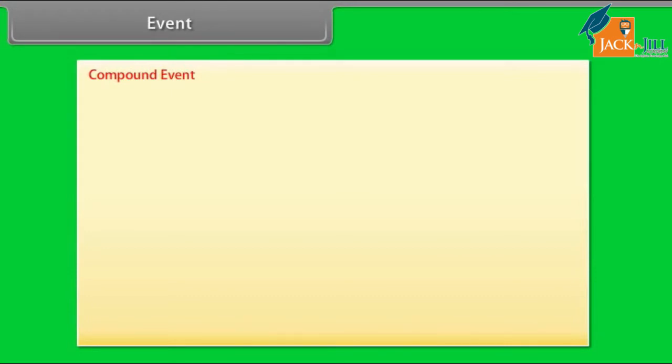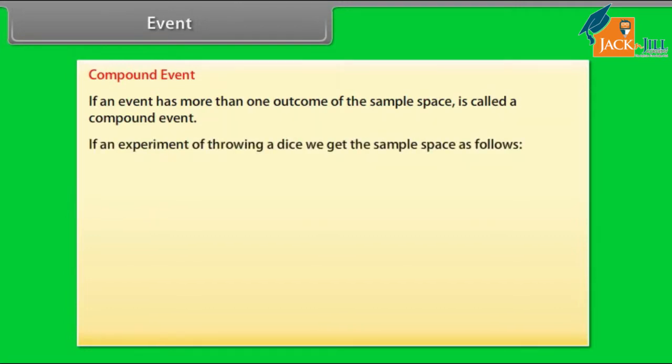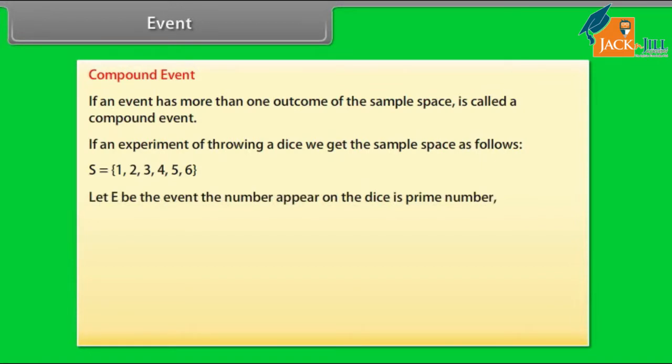Compound event. If an event has more than one outcome of the sample space, it is called a compound event. To understand it, let's take an example. In an experiment of throwing a dice, we get the sample space S is equal to 1, 2, 3, 4, 5, 6. Let E be the event the number appearing on the dice is a prime number. Thus the event E is equal to 2, 3, 5. It is a compound event.